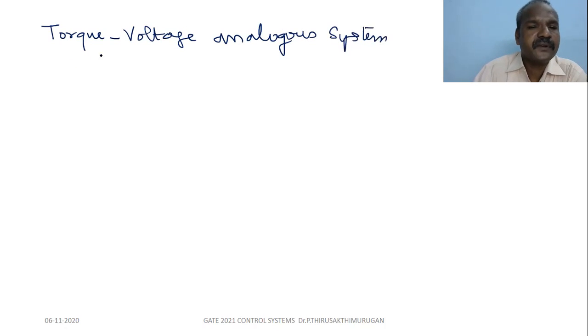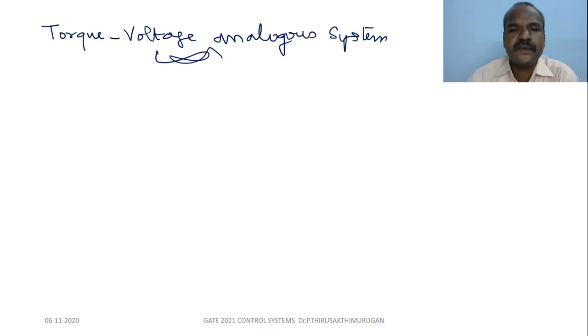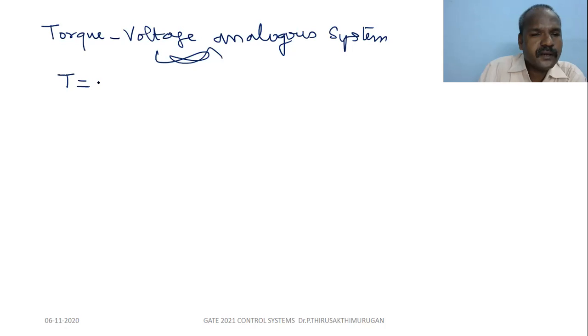So please refer to the previous notes. So what is the relation between torque voltage and torque current? Okay, what is the torque voltage analogy? Here torque equal to voltage E of t. Okay, then moment of inertia equal to current.